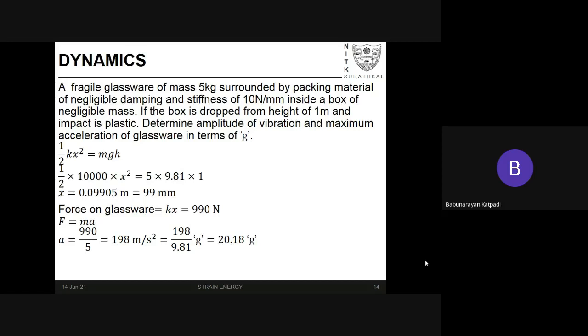You know, force is mass into acceleration. You know the mass of the glassware is 5 kg. Dividing the force by the mass, you get the acceleration of the glassware. The acceleration is 990 divided by 5 is 198 meters per second squared. And in terms of G, it is almost 20.2 G.